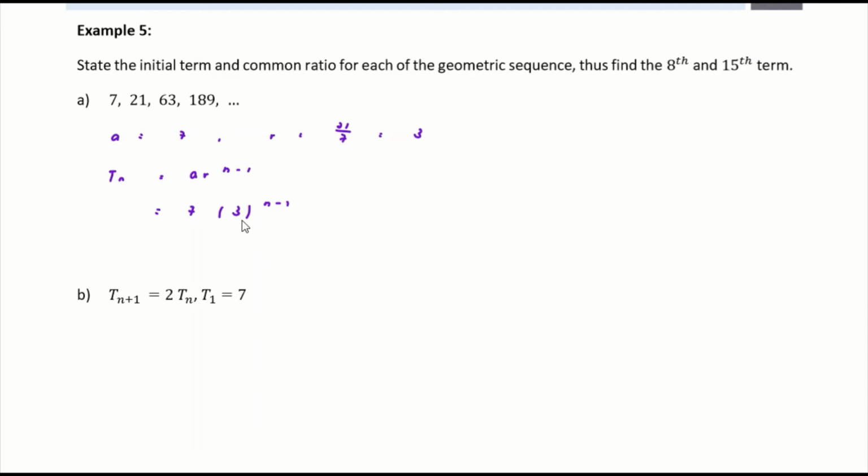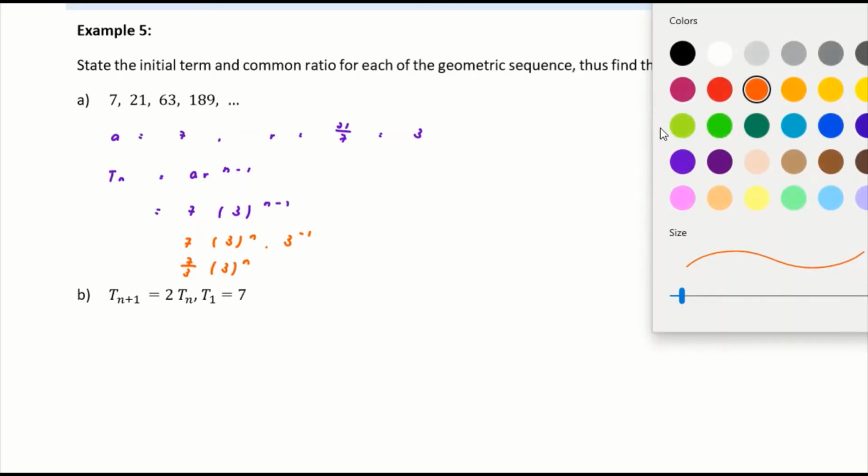So if you really want to get it simplified, then what you can try to do is split this if you have some knowledge in indices. If not, then just leaving your answer like this is good enough. If you want to continue, then it will be 7, and you know that you can split it into 3 to the power of n, and then 3 to the power of negative 1. So 3 to the power of negative 1, you know that you are getting 1 over 3. So when you multiply with 7, you can write it as 7 over 3, and then 3 to the power of n. It's the same thing as the previous one, but like I said, you can just leave your answer in this form, it's good enough.